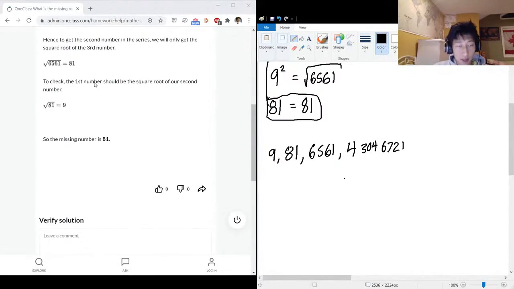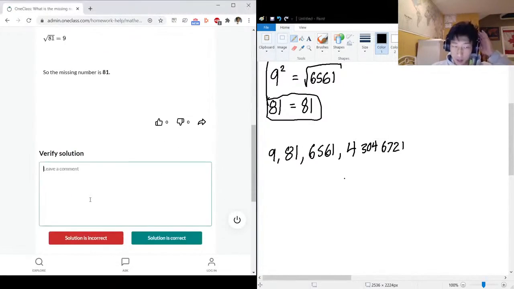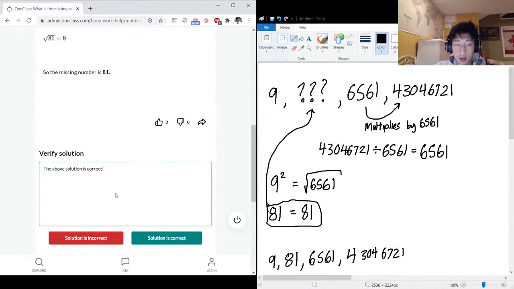And it would seem that the solution that we're given agrees with us. So I've got to verify that solution by saying the above solution is correct. Nice. So that allows us to move on to our next question.